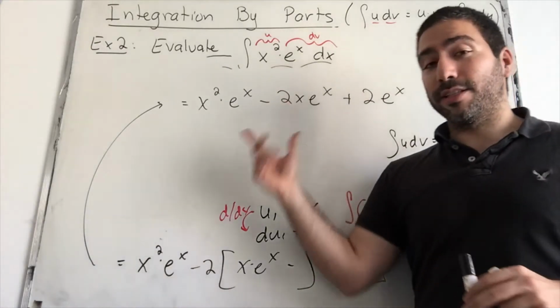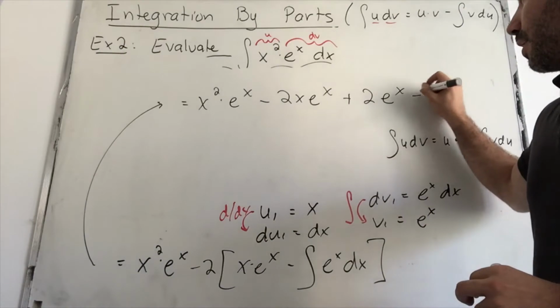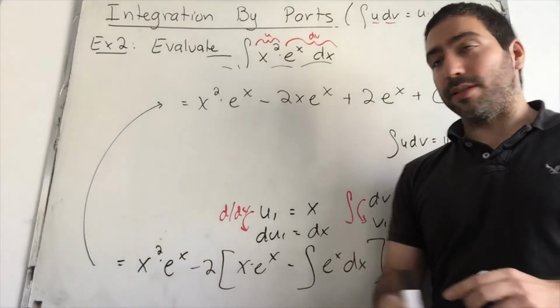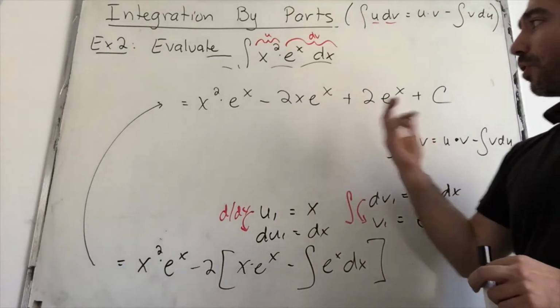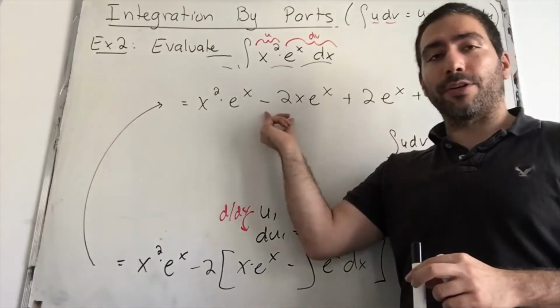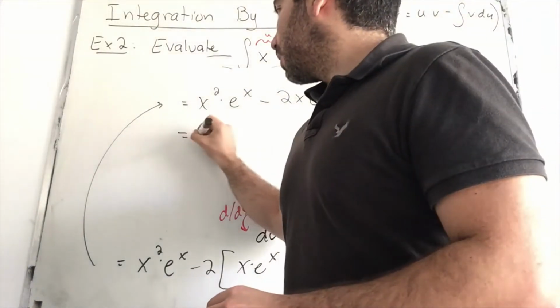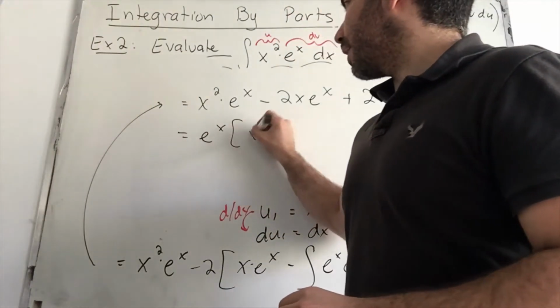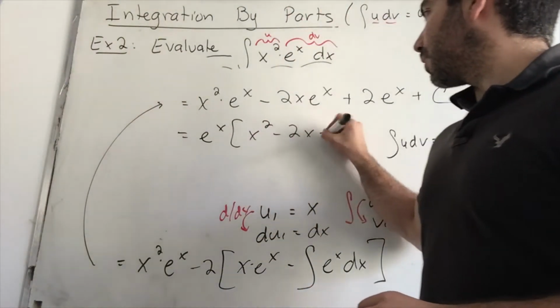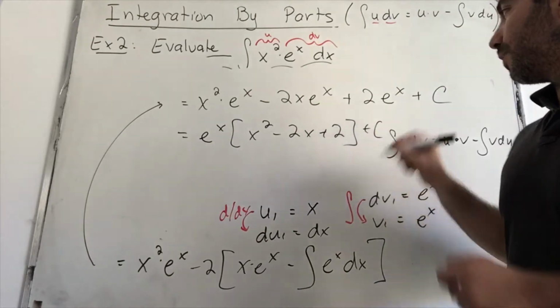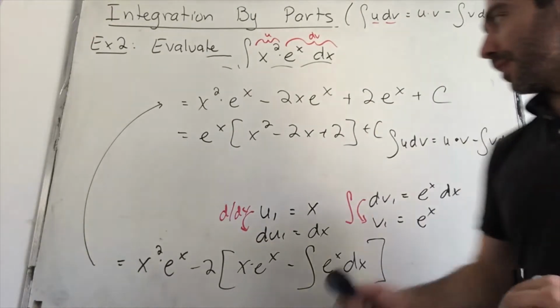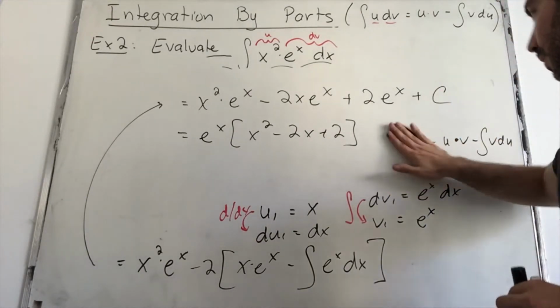And if you leave your answer like this, it's wrong. Be careful. It's an indefinite integral. Don't forget your plus c. So you could express it in this fashion, or if you want to go one step further, you could factor out an e to the x. Each term here has an e to the x. We could remove them, leaving us with e to the x, open bracket, x squared minus 2x plus 2. And don't forget your plus c. And that's the final answer. We're done. This is a plus c.